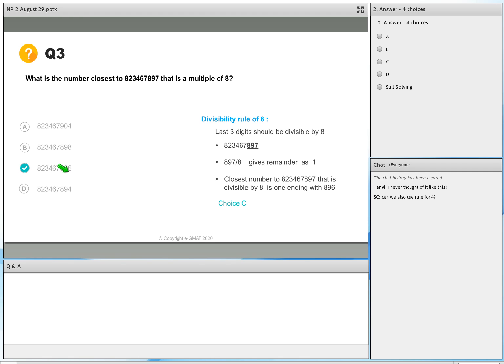Glad you like this, Tanvi. Can we also use rule for 4? No, I'm talking about multiple of 8. Every number that's a multiple of 4 does not have to be a multiple of 8. The reverse is true, yes. Yeah, 2 to the power n it is, because 2 to the power 3 is 8, so it's the last 3 digits. 2 to the power 2 was 4, that's when it was the last 2 digits. Okay?